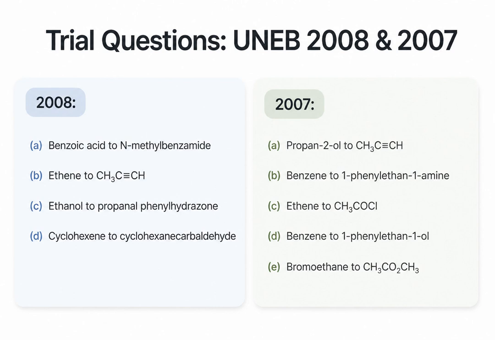Moving back to 2008 and 2007, notice the recurring themes. Propyne synthesis appears again, this time starting from ethene or propan-2-ol. You also see the synthesis of derivatives like N-methylbenzamide from benzoic acid and propanol phenylhydrazone from ethanol. These highlight the importance of knowing your nucleophilic addition-elimination reactions for carbonyl compounds.